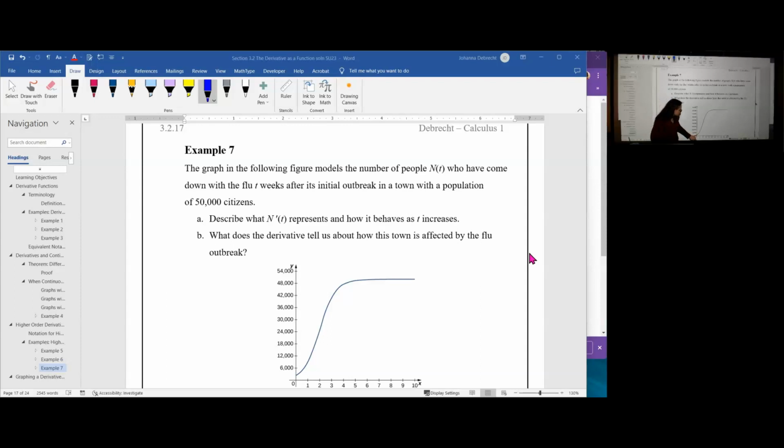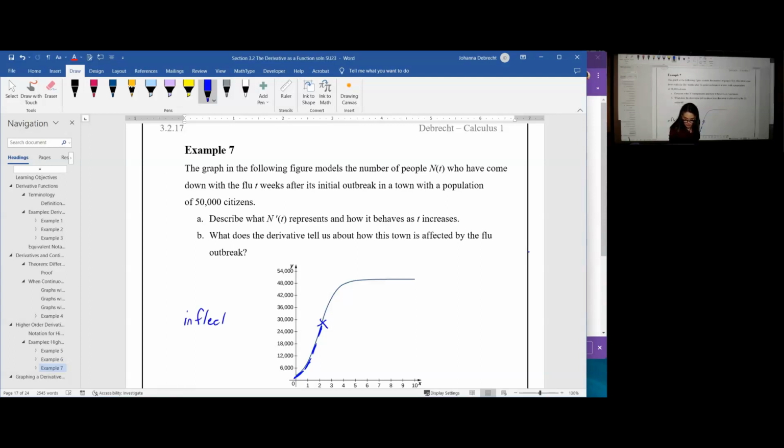So as we look at the graph, notice it starts out with not a terribly steep, but still positively sloped tangent line. And then it gets steeper and steeper and steeper until it reaches a point where it stops getting steeper and starts flattening out. We call this point, which is probably about here, the inflection point.